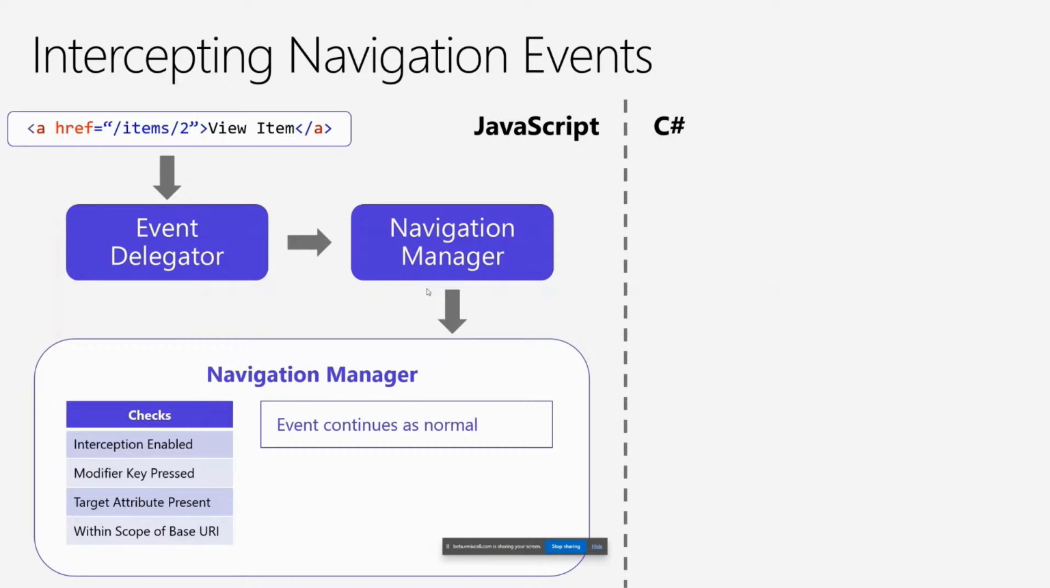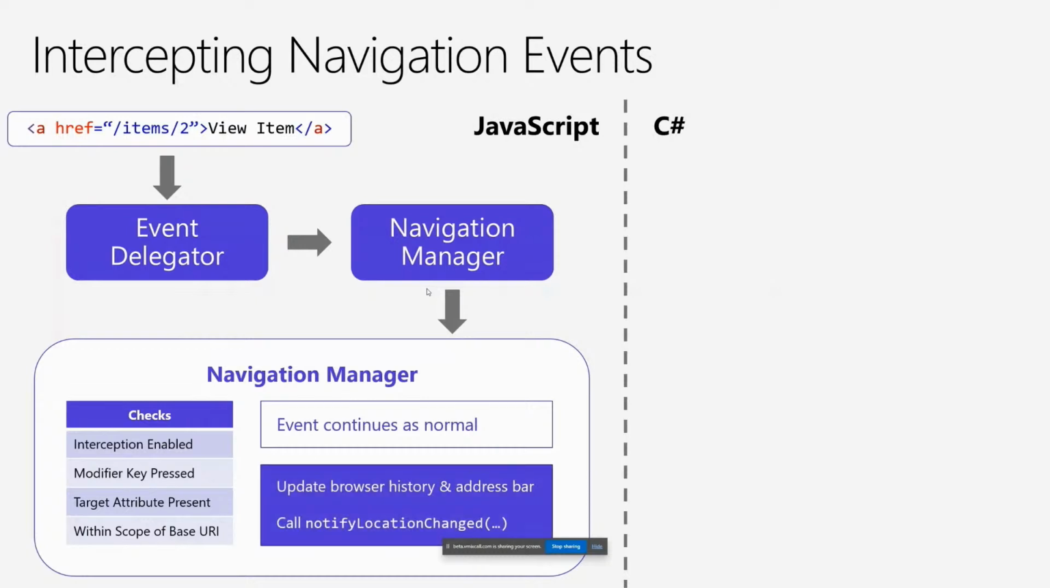Right. However, if all the checks are good, then a couple of things happen at that point. The navigation manager is going to update the browser history, and it's also going to update the address bar. This is going to give the real feel of an actual page navigation, because obviously, we're in a single page application. We're not really moving anywhere. But by doing this, it allows all of the normal browser functions to work as you'd expect. So the forward and back buttons, for example, will still work in a single page application framework like Blazor because of what this is doing.